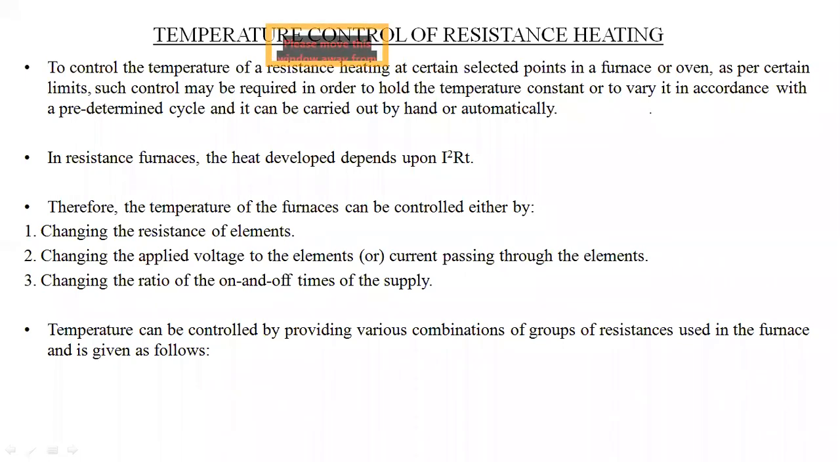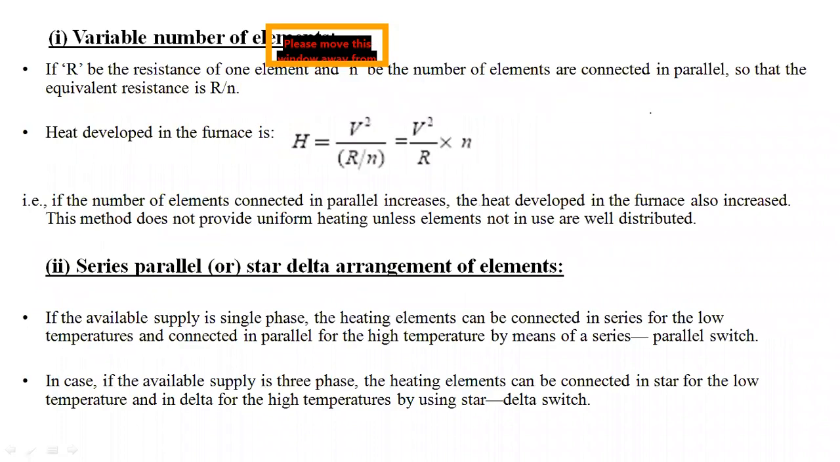So here we are going to see some various combinations of groups of resistance which are used in your furnace to control the temperature. These are the two points I'm going to discuss here. This is based upon the variable number of heating elements, that is, by changing the number of heating elements connected in series or parallel. If you connect in series, you are going to get more heat. If you connect in parallel, there also we get a high amount of heat, but compared to the series, we drop down some degrees.